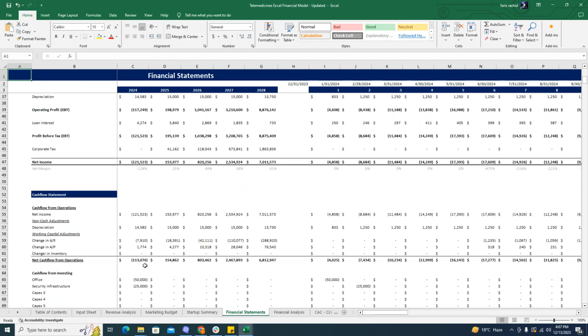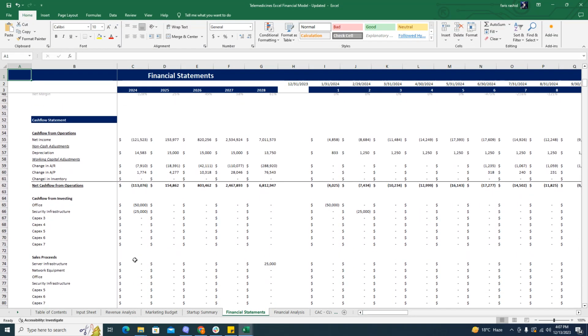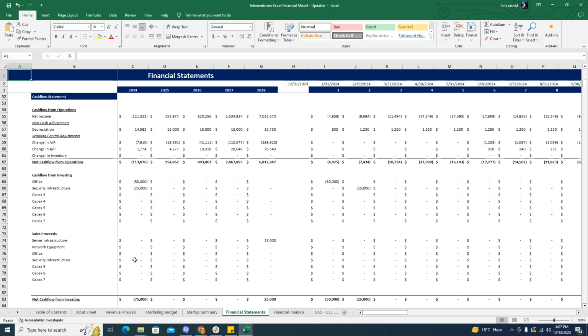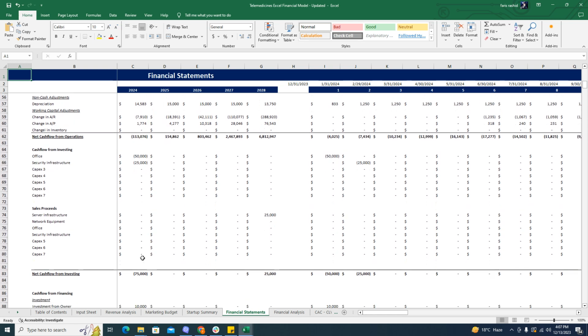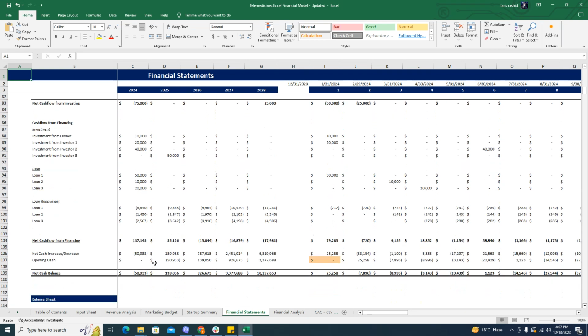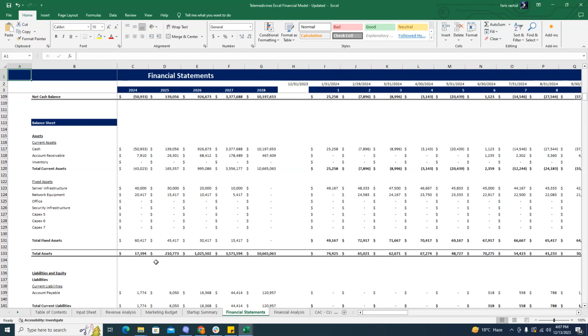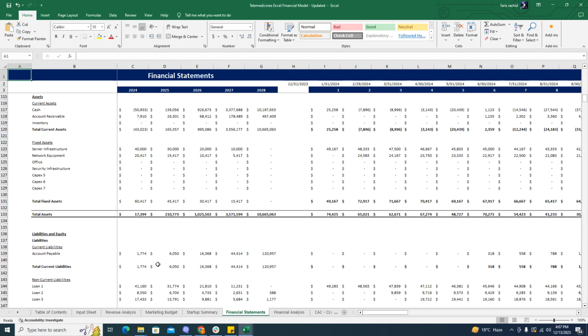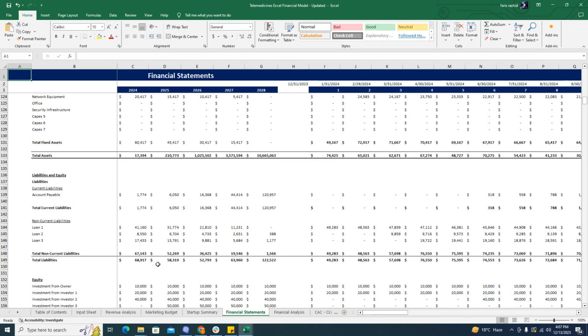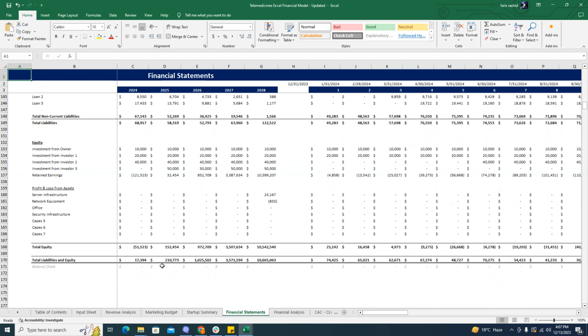Then comes the cash flow statement. The cash flow statement tells you about the cash inflows and outflows of the business through its operating activities, financing activities, and investing activities. Then comes the balance sheet. The balance sheet gives you the total assets and compares it with the total liabilities and equity of the business, as you can see over here.